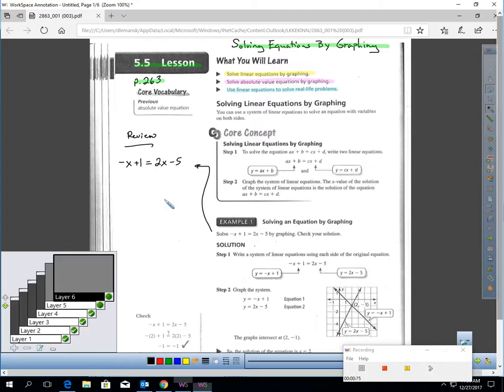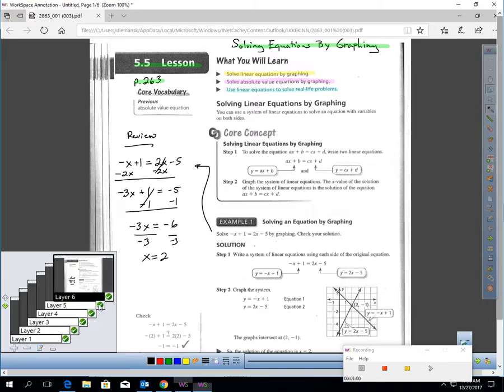Next step, always get all your variables on one side of the problem. So I don't want 2x on the right. I'll take it away from each side. And now you should have an easy two-step problem to solve. I can take away 1. Good review for the final exam. Take away 1, divide by -3, x is 2, and you can see that's matching what the book says. Okay? We're going to learn how to solve this also now by graphing.